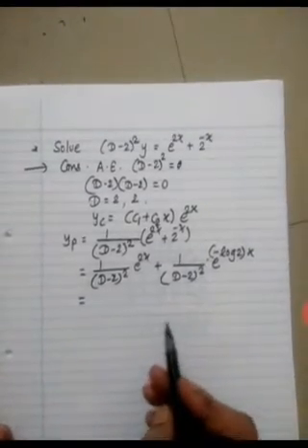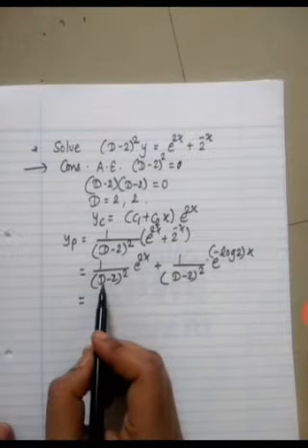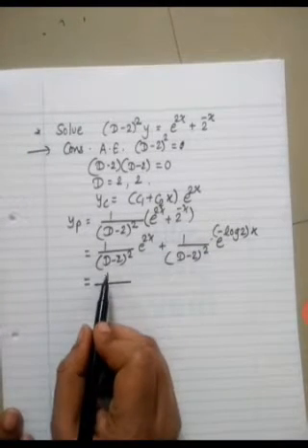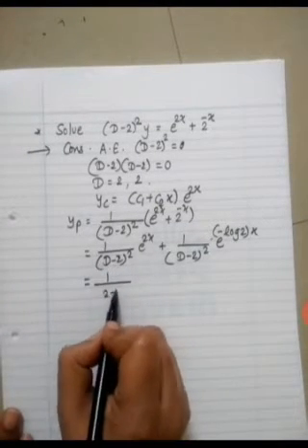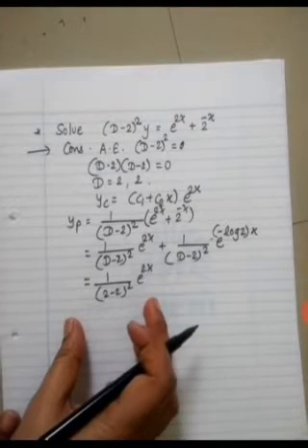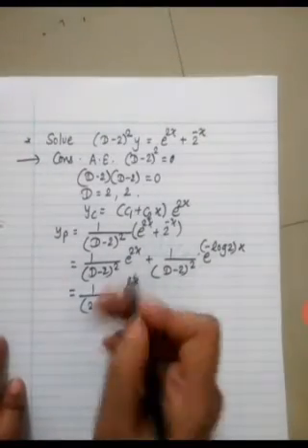What does the e case say? The power of e, here it is 2, you have to substitute in the place of d. So we get 1 upon d is 2 minus 2, that is 0. Here it is a case of failure. We'll see in the next step.